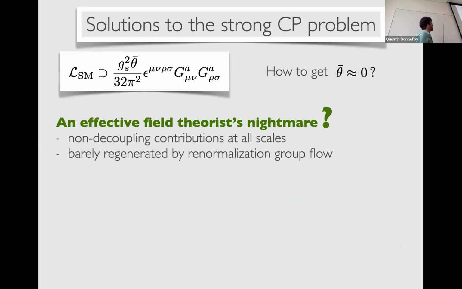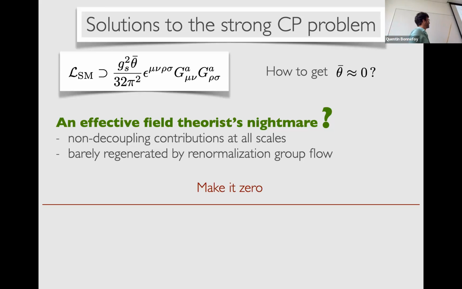Okay, so instead today I'm going to rephrase these things not as a nightmare, but as a cure. Those two features of the theta angle can be used to our advantage to solve the strong CP problem. Namely, we can engineer the contributions at all scales so that they cancel with the one of the quarks. And we can do this at any scale using the fact that the RGEs of the Standard Model, or something similar to the Standard Model, would not regenerate theta. So we are going to use those two features to build a model where theta is zero in the IR.